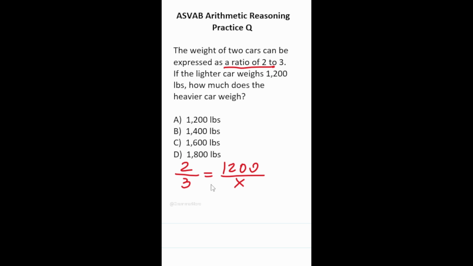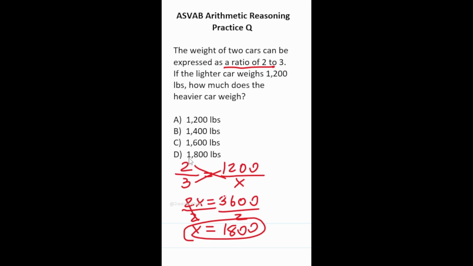For ratios and proportions, you solve them via cross multiplication. This becomes 2 times x equals, well, let's do this mentally. 3 times 1,200. Well, 3 times 12 is 36. Just bring down those 2 zeros. Divide both sides by 2 now to get x by itself. You should know that 36 divided by 2 is 18, and just bring down those 2 zeros. So the answer to this one is D.